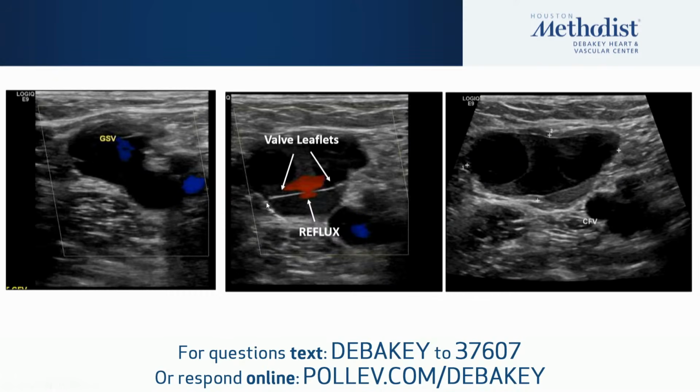This is a great picture. I love this. You see the valve leaflets. You see how the valve leaflets are not touching. The vein has dilated enough that the valve leaflets at the saphenofemoral junction have separated, and they're not able to close. And there is partial thrombus present in the dilated saphenous vein. The patient underwent excision of that segment of saphenous vein.